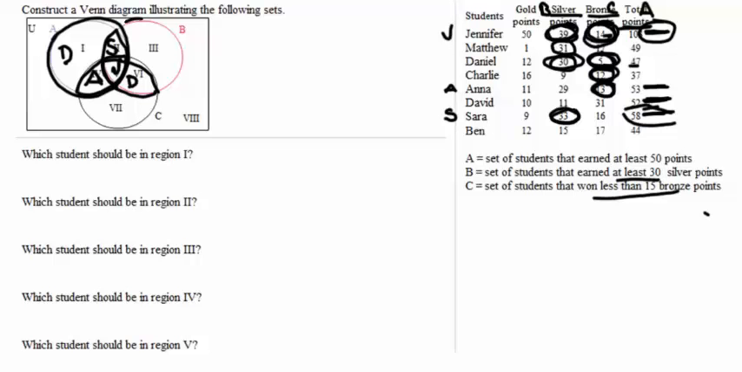Now if we look at our second set B here, set B said at least 30 silver points. So if you look at our circles for silver, we have 1, 2, 3, 4 that are in silver, but we already have 3 identified. So we have Sarah, we have Jennifer, and we have Daniel. I'm going to put Daniel as DA so we don't get that confused. I'm going to go DA for Daniel and just D for David.